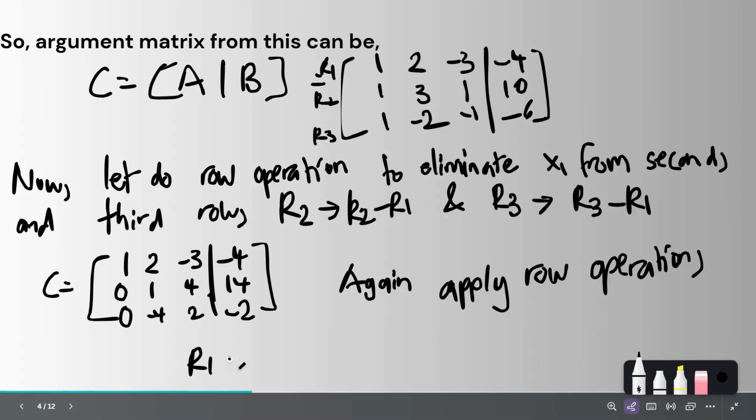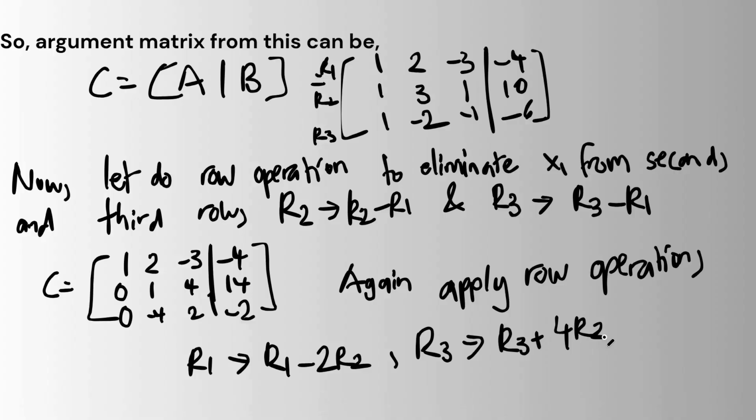For the first row, R1 minus 2R2, where R2 is the second row, and for the third row, R3 plus 4R2. So 1 minus 2, then 2 minus 2 is 0, and the third number is 3 minus 2.